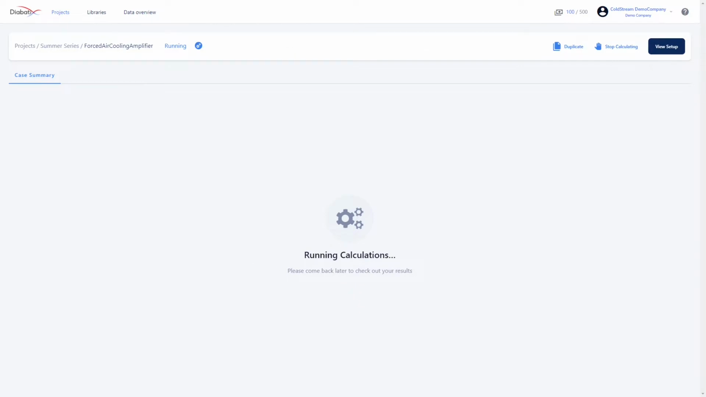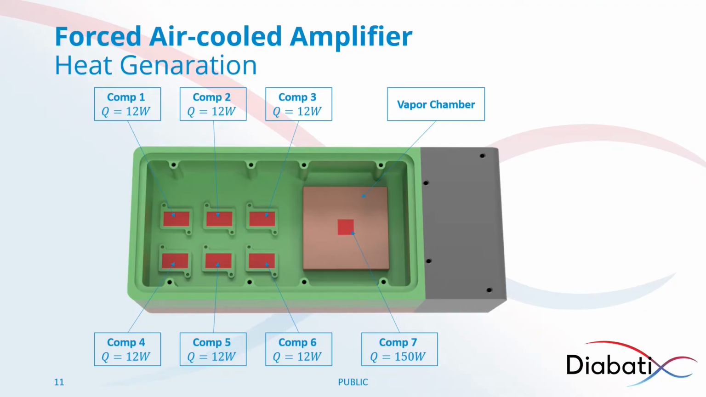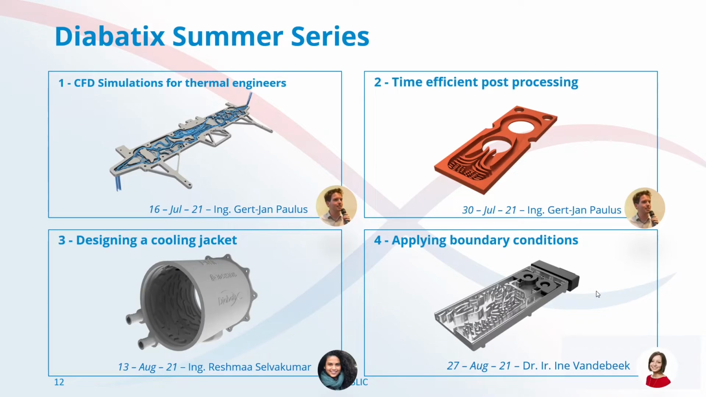So let's switch back to our PowerPoint. So that's it for today. We have done the setup of the 2 simulations, the e-machine cooling jacket and the forced air-cooled amplifier. In 2 weeks, in the next webinar, we will have a look at the results, and I will explain how you can do the post-processing in a time-efficient way with Diabatix ColdStream.